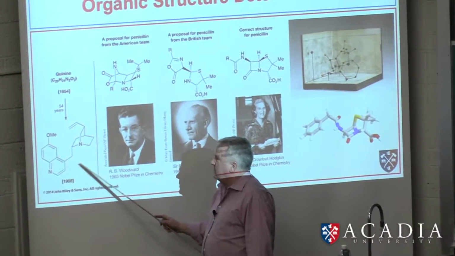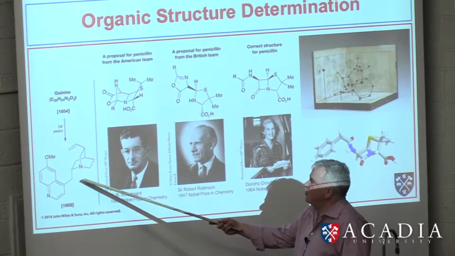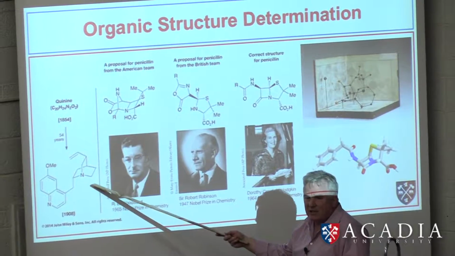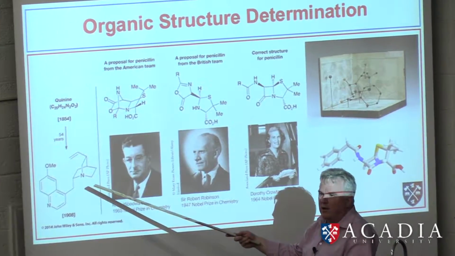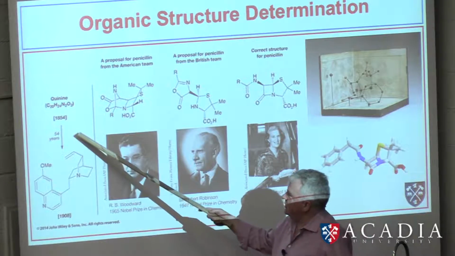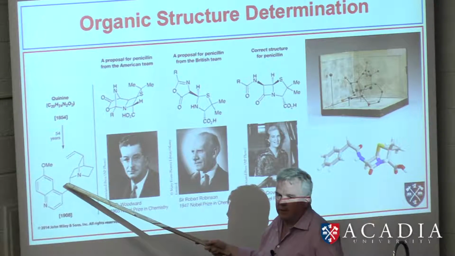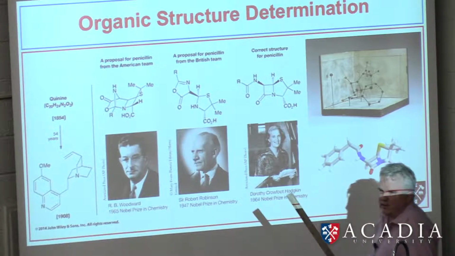This is quinine. It's used to battle malaria. It's also found in tonic water. It's fluorescent. If you ever put tonic water on a black light, you'll notice that it fluoresces. It took 54 years after its discovery to determine its structure. 54 years of work.